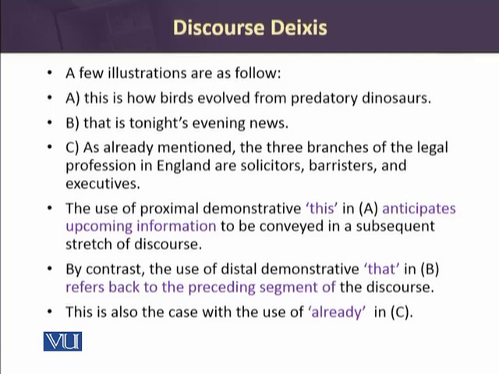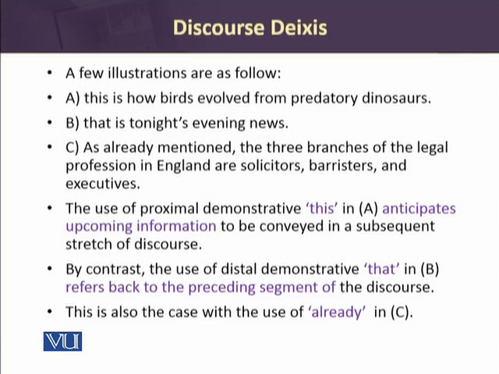In order to see this point further, let's have a look at the following examples. We have three sentences on the screen, starting from the second line. Sentence A is, this is how birds evolved from predatory dinosaurs. You need to notice the use of the word this in this sentence. In the second sentence, try to notice the word that here. That is tonight's evening news. The next sentence, try to note down the word already. As already mentioned, the three branches of the legal profession in England are solicitors, barristers, and executives.